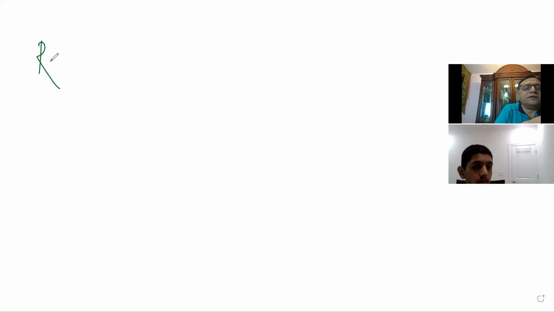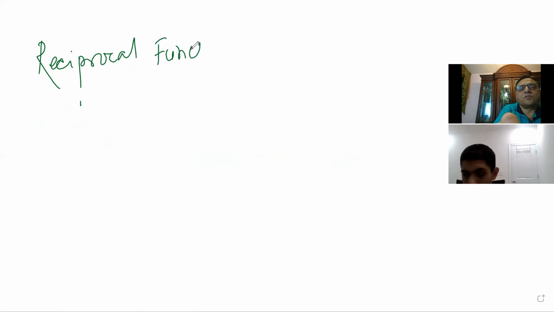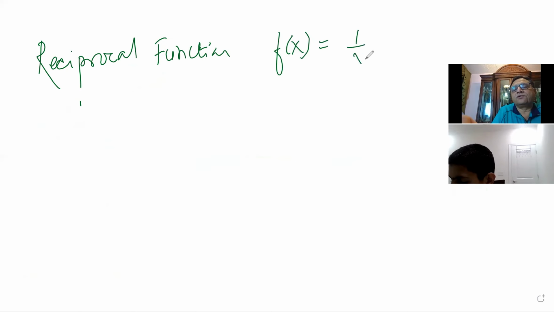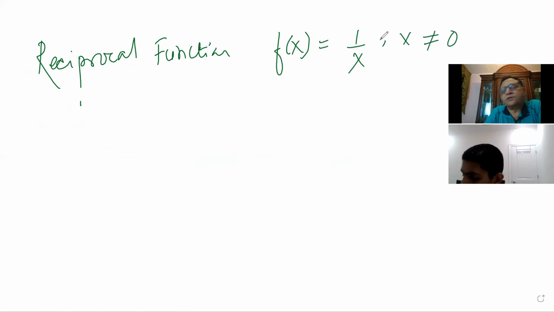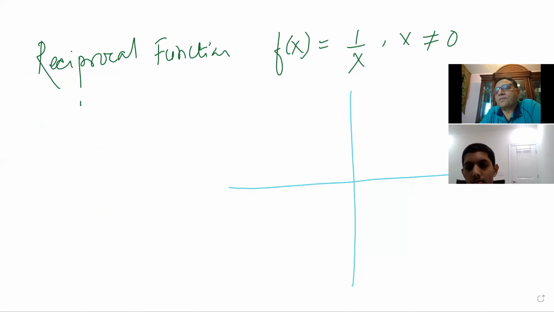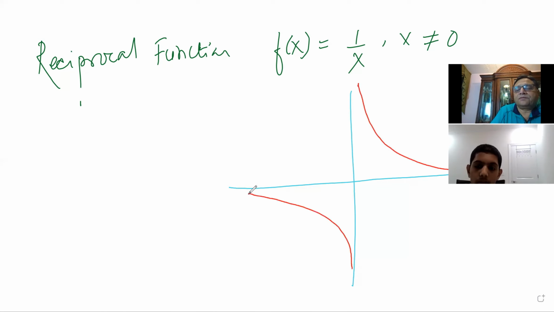So let's try to understand reciprocal function. In function notation, I'm writing this as f of x equals 1 over x. Now clearly, the denominator x is not equal to 0, right? Can you tell me, how will the graph of this function look like? Like a curvy line? Right. Like this, right? Yeah. It looks like this. Perfect.